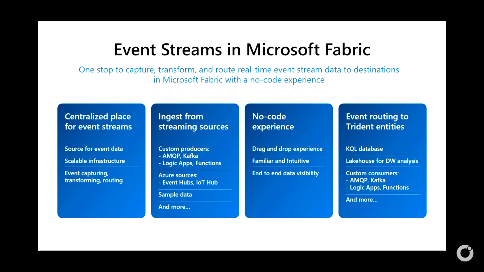You can route to different Fabric destinations as well. So as I showed you, KQL database, if you want to do indexing, you can build a Power BI report. Then you can use that destination. Or you can use Lakehouse for DW analysis. So as I showed you Lakehouse, I did transformation. There were a bunch of transformations available for you, and you did not have to write code. You can use the no-code editor. Also custom consumers, so using the custom app destinations, you can make your event stream talk to AMQP, Kafka, or your Logic Apps or functions outside of Fabric. And there are more sources and destinations coming. Hope you all enjoyed the demo, and back to Kevin.